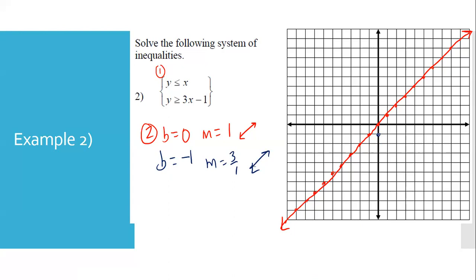At -1, I'm going to rise 3 and run 1. 1, 2, 3. 1, 2, 3. And then I'm going to fall and crawl. 1, 2, 3. 1, 2, 3. And I'm going to do my very, very best. You start at -1. Your b is where you begin.